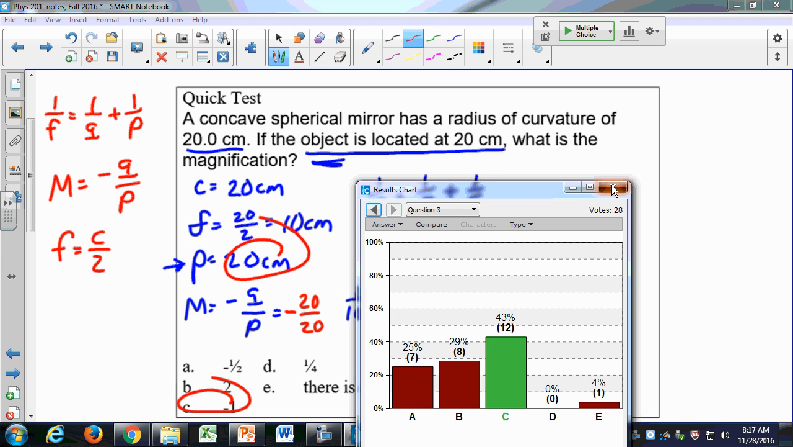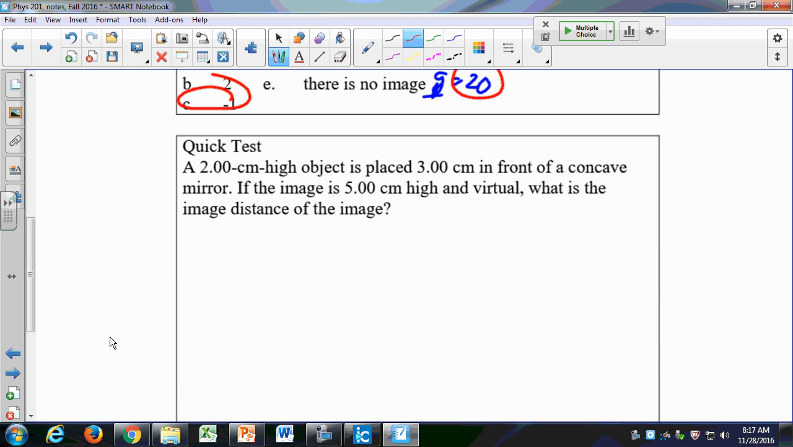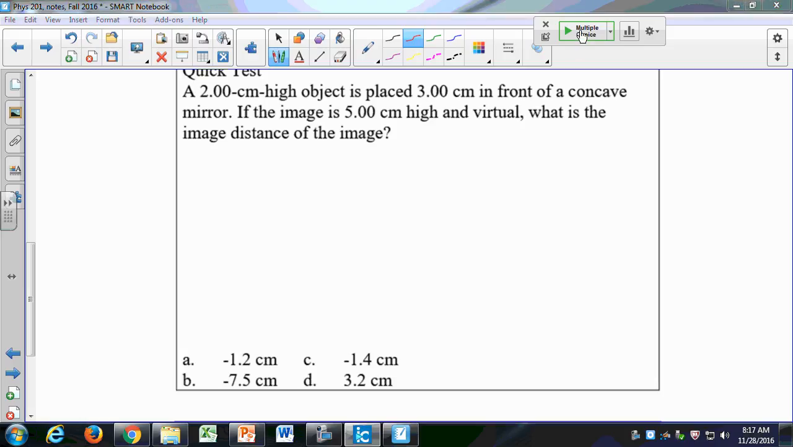Let's try the next one. This is also a mirror. There I give you the height of the object, tell you it's placed 3 centimeters in front of the mirror, and then I tell you about the image. Now I want to know, what is the image distance? This one's a little bit more difficult.